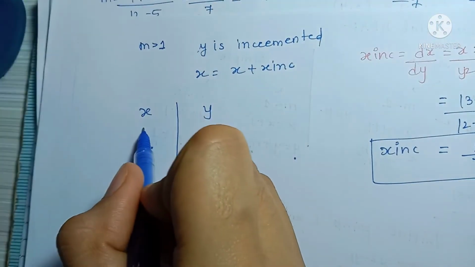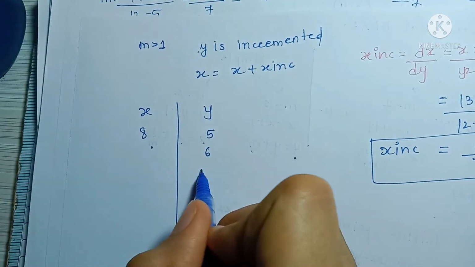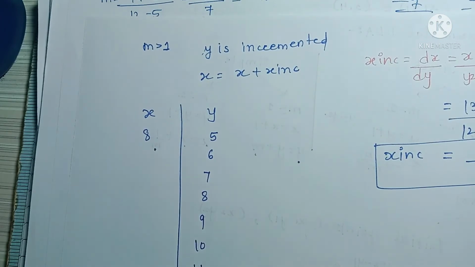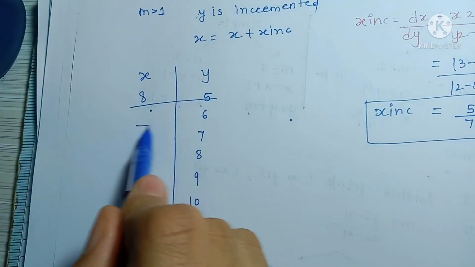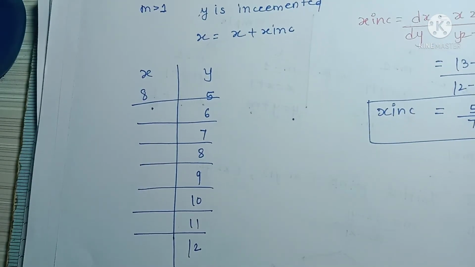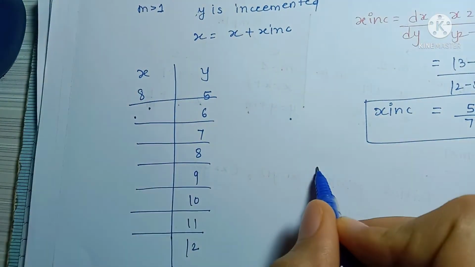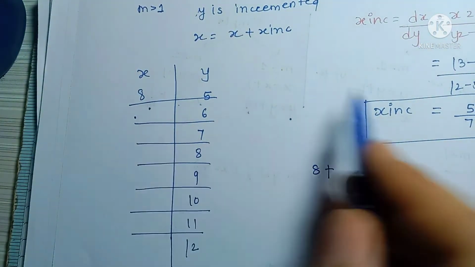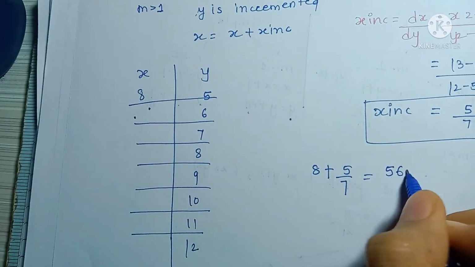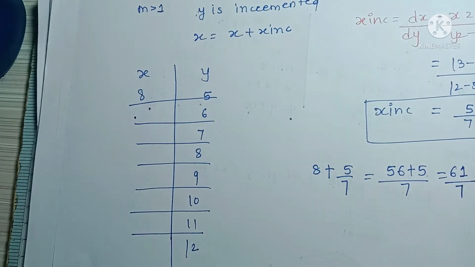So these are our x values, these are our y values. The initial value of x is 8, of y is 5. y is incremented: 6, 7, 8, 9, 10, 11 up to 12. Now for each value of y, we will find the value of x. The next value of x is the previous value of x plus x increment 5/7. 56 plus 5/7. That is 61 upon 7.